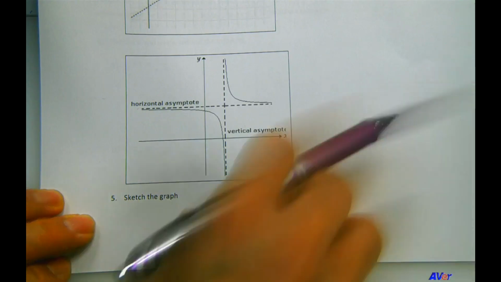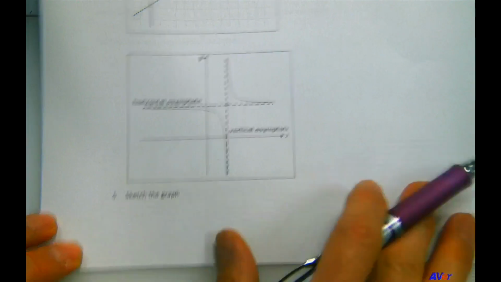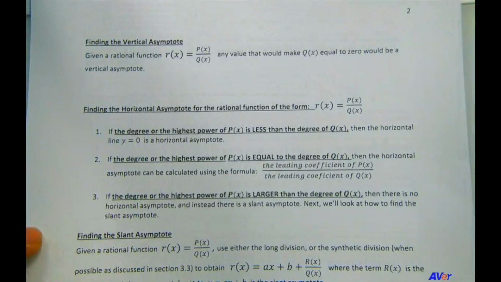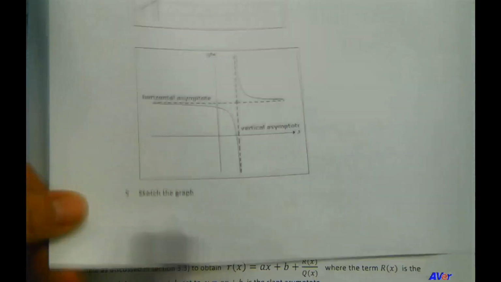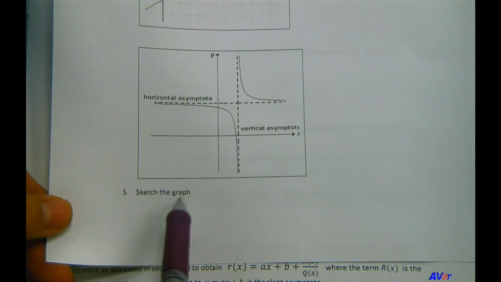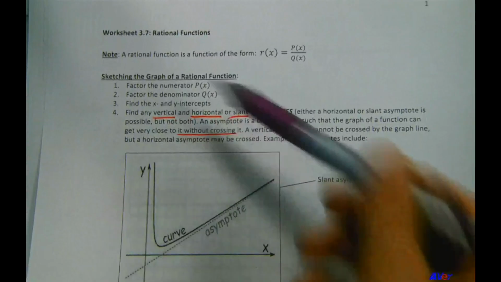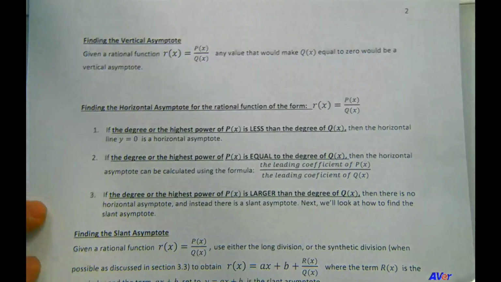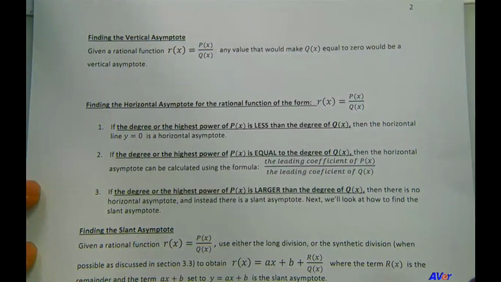Okay, so next we'll have to sketch some graphs. Let's see what we have in store on the next worksheet. Oh, that was the 5th step. So this one, number 5, sketch the graph. After you've done all of this, factoring the numerator and the denominator, finding the x and y intercepts and the asymptotes, this 5th step is sketching the graph. But we will get to our examples soon enough.